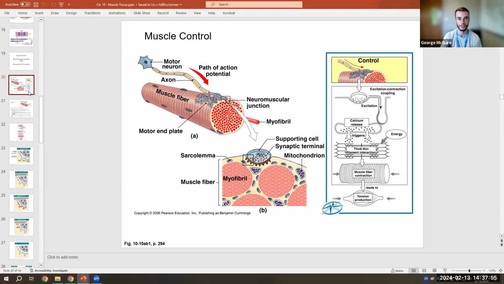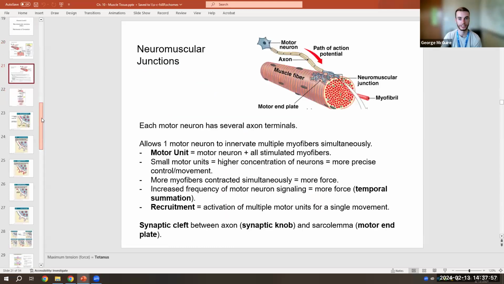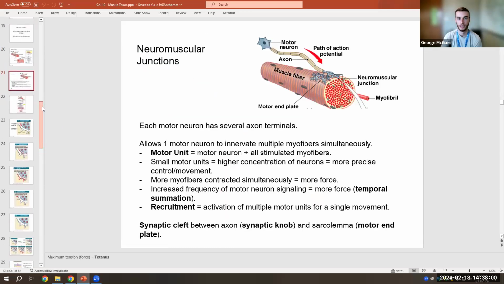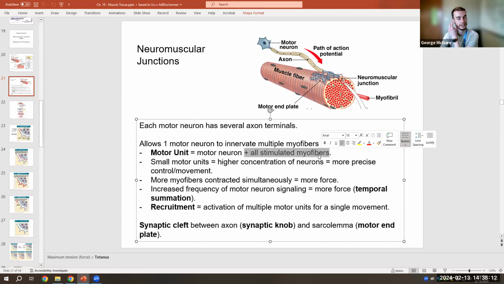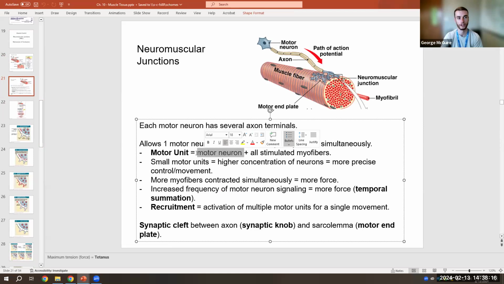And so we'll look at all this stuff in more depth as we go. And so we're going to be talking about contraction from the perspective of each motor unit. So one single motor unit is describing all of the myofibers, so all of the muscle cells that are going to contract in response to one motor neuron. So a motor unit are all of the muscle cells that will react to one motor neuron.